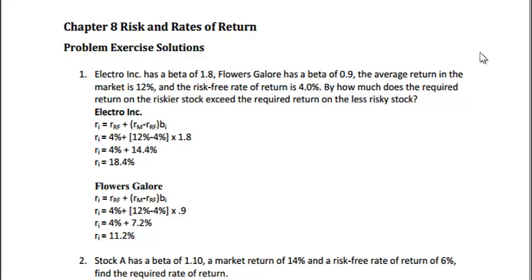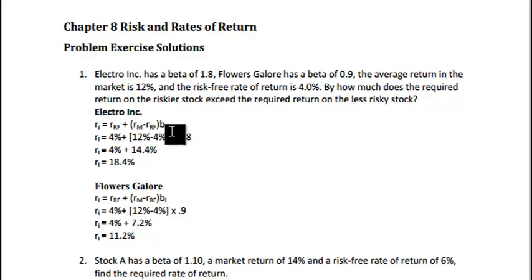Hello. Today's talk is on Chapter 8, Risk and Return, the Problem Exercise Solutions. As you'll recall, risk and return is a fundamental finance theory covered throughout the chapter. This is important in almost every finance question. This discussion of, is the return sufficient to justify the risk you're taking?